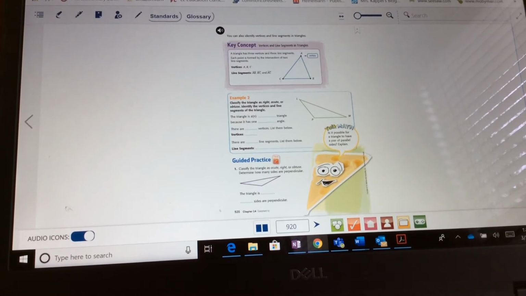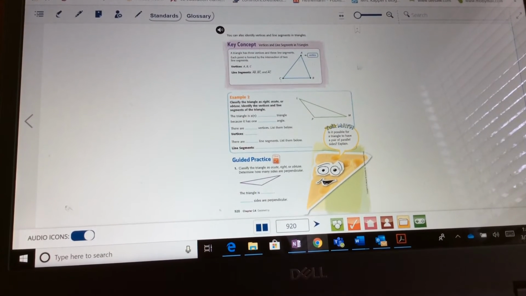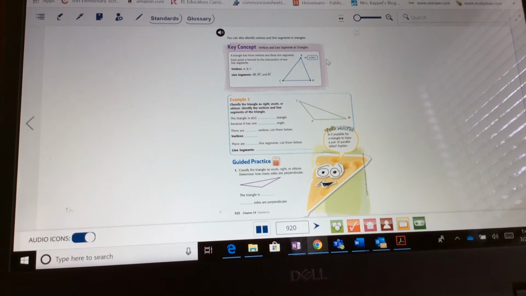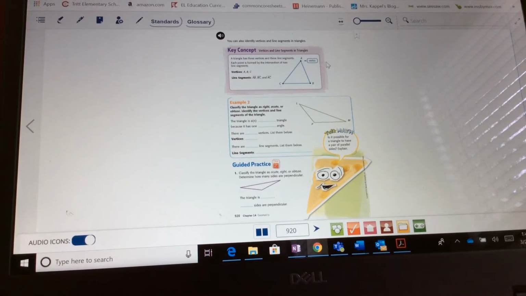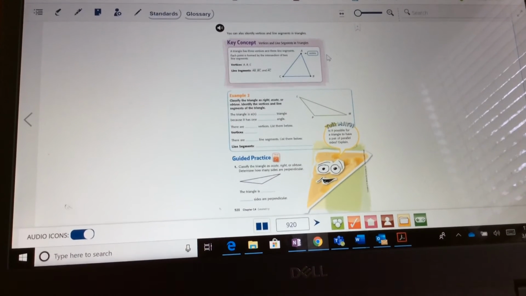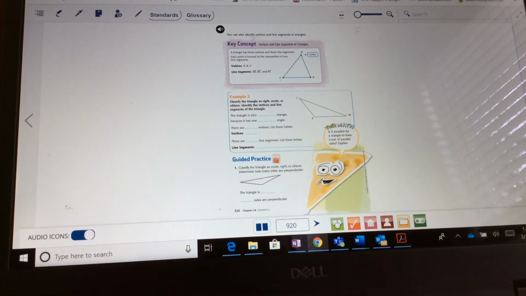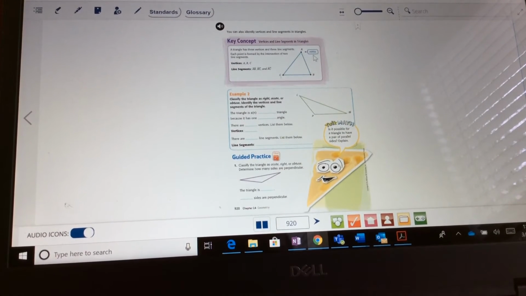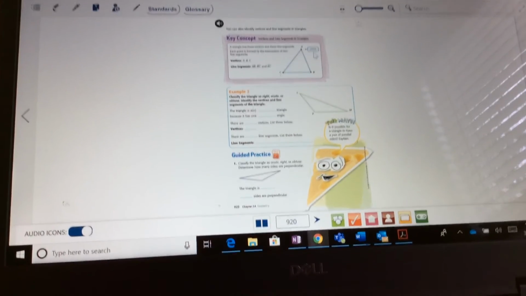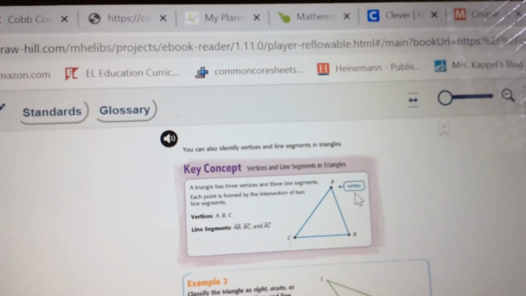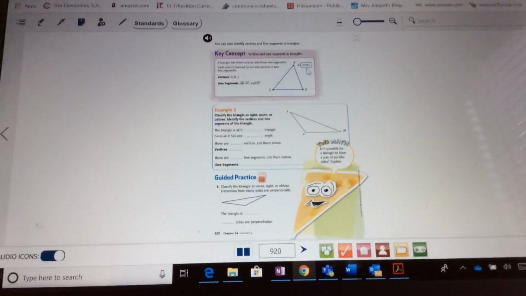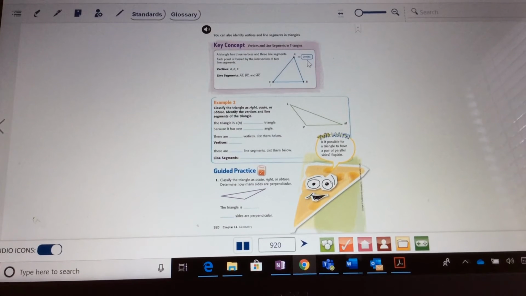Okay, and then here's your key concept of what a triangle is. It says a triangle has 3 vertices. That might be a new word. Now you see it says vertices in the definition, but then over here the word is vertex. Vertex, okay? So can you guess that vertices means more than one vertex?